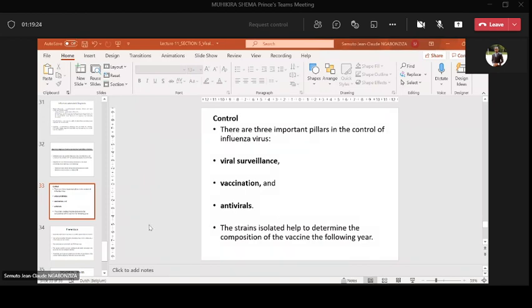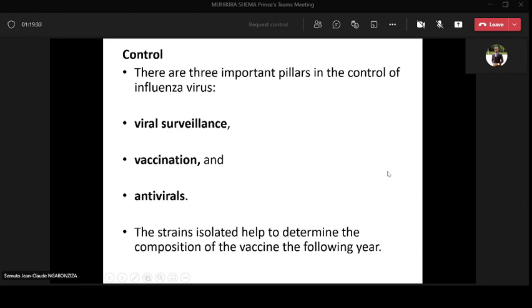I have a question. For the reassortment to happen, there has to be two viruses infecting one single cell.